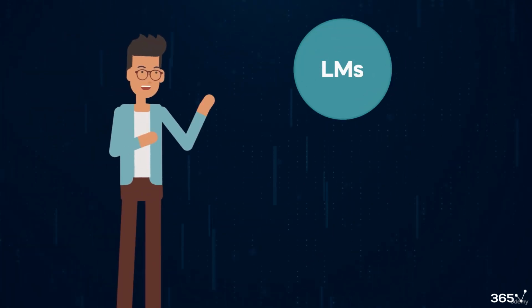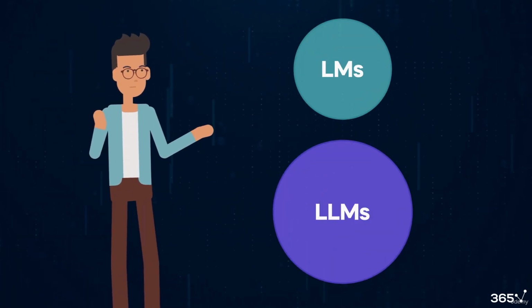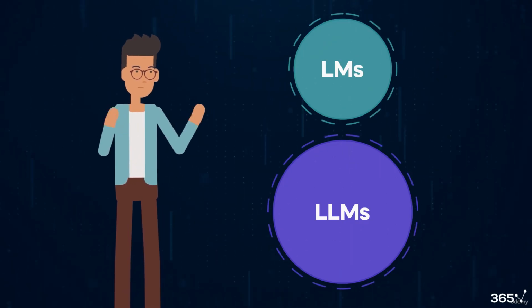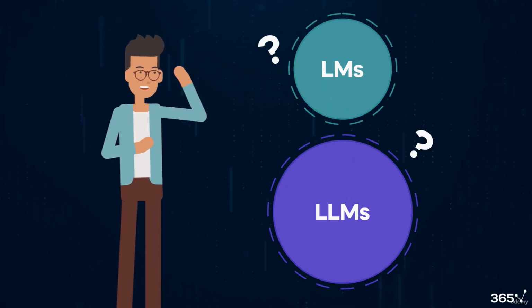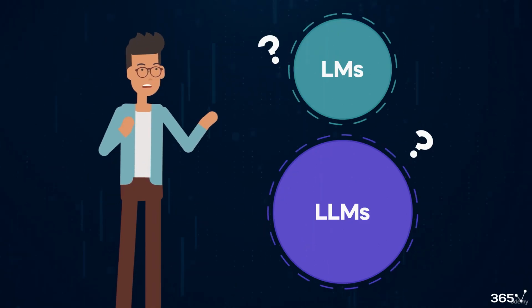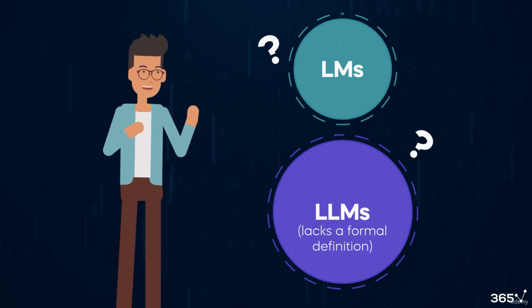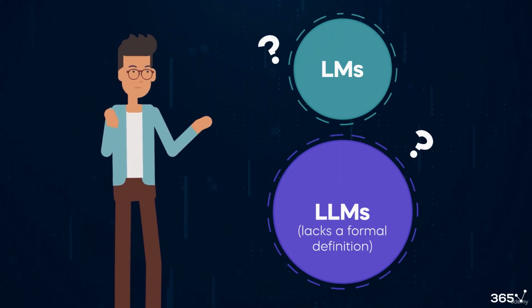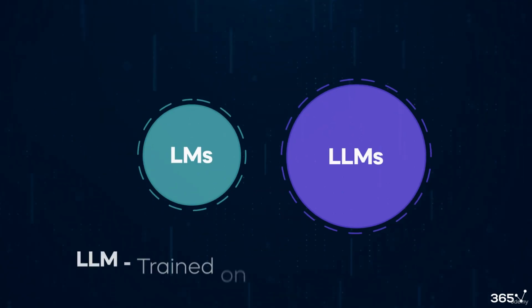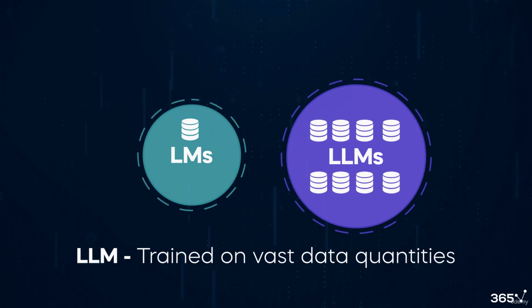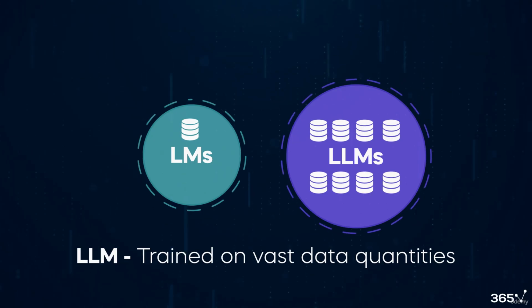Generally, we discuss language models, though often the focus is on large ones. Obviously, the difference between the two is size. But what size qualifies a language model as large? The term LLM lacks a formal definition and can be used quite flexibly. The term large language model reflects their training on vast data quantities, and this data volume continues to expand over time. So what is deemed large today will not be in a few years.